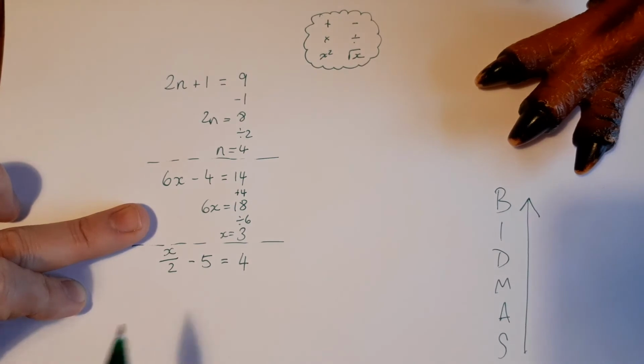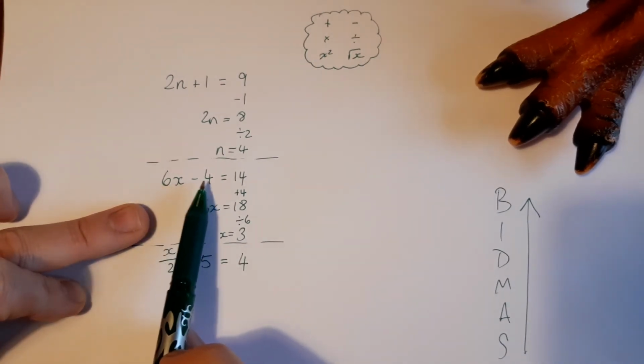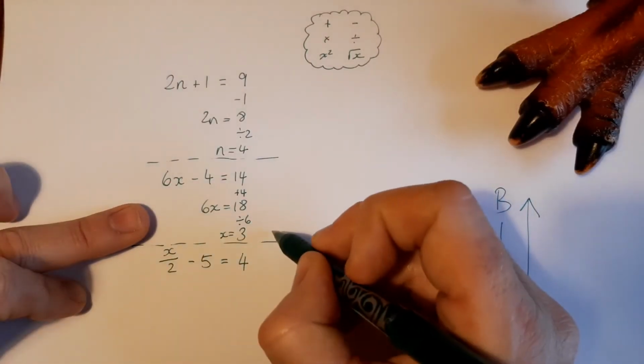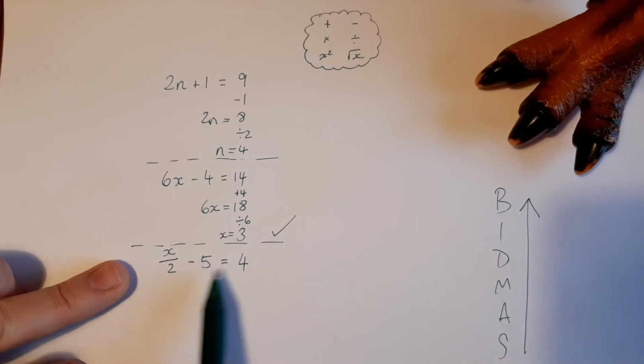Now, if you're ever unsure, you can plug that back in. 3 goes there. 6 3s are 18. 18 take 4 equals 14. Tick. Got it right. Next one. This one sometimes throws people, so let's have a look.